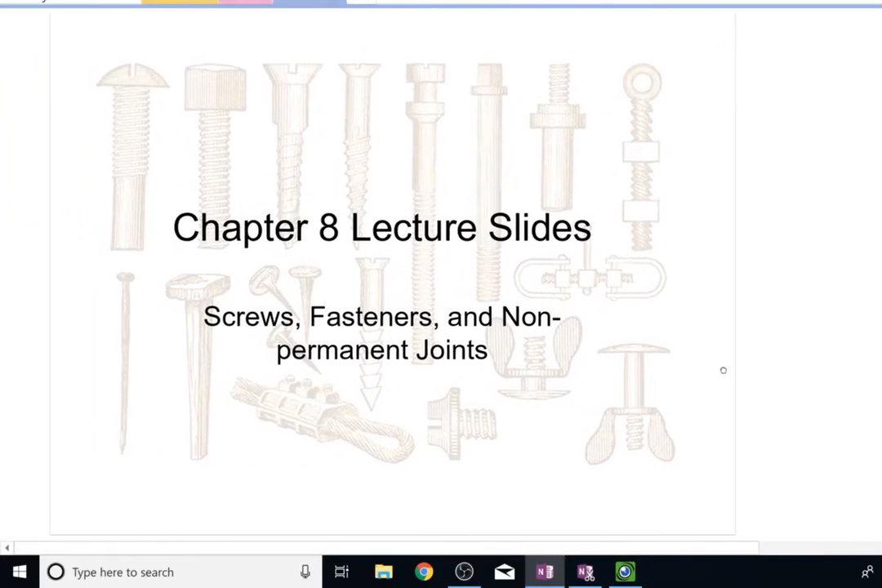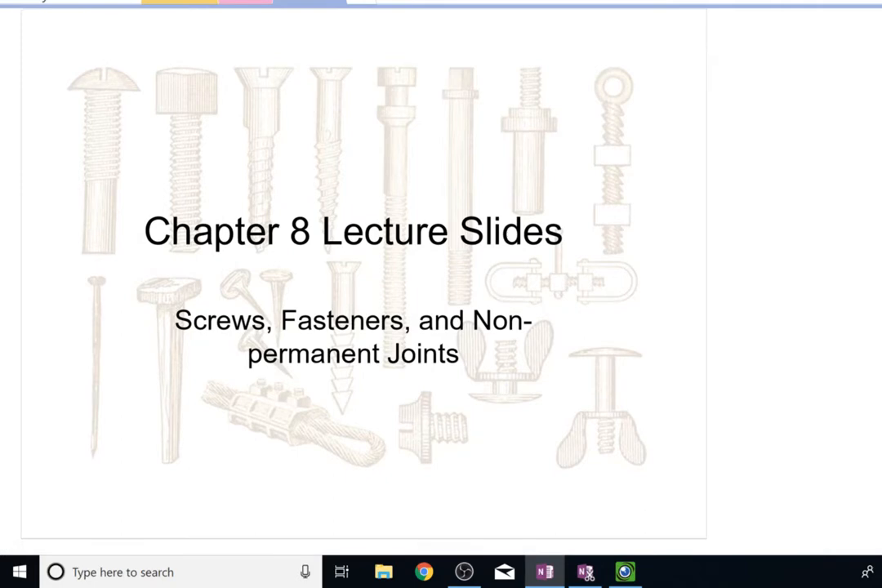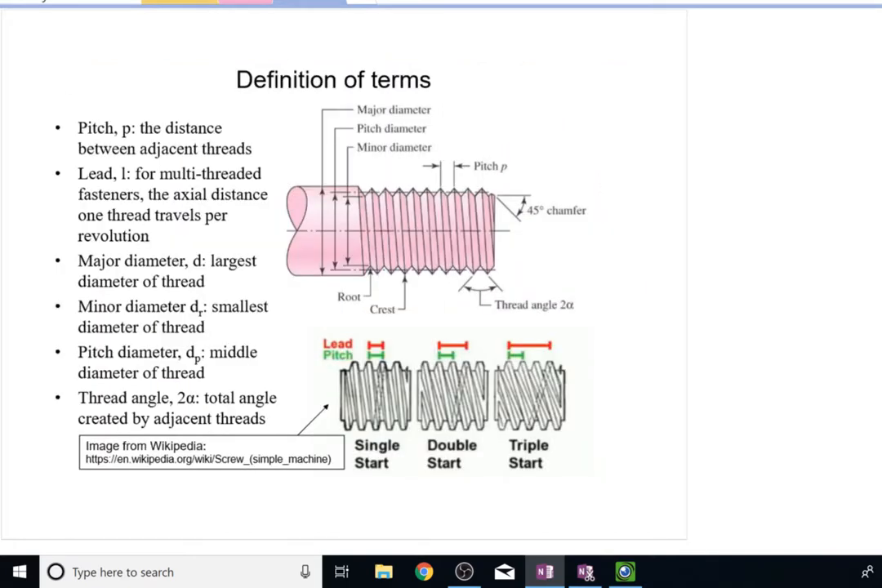Okay, here we are, Chapter 8. This is Screws, Fasteners, and Non-Permanent Joints. And here's some definition of terms.